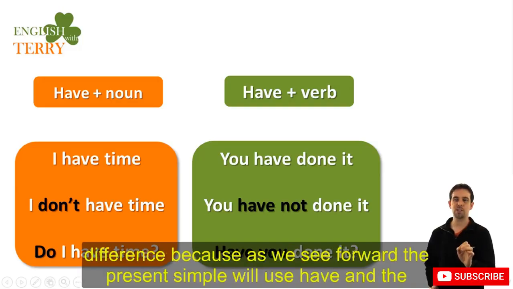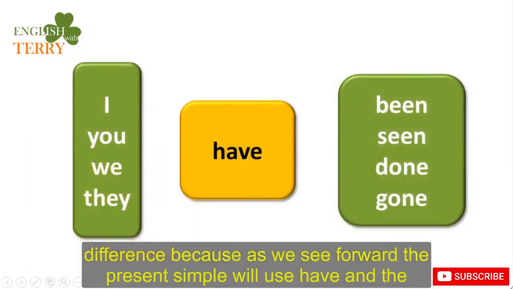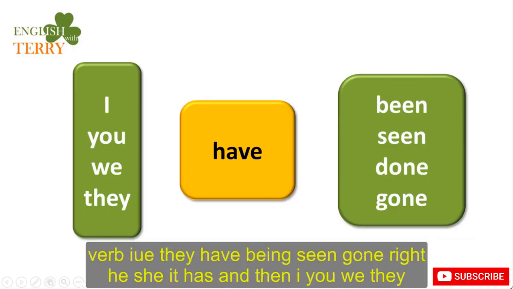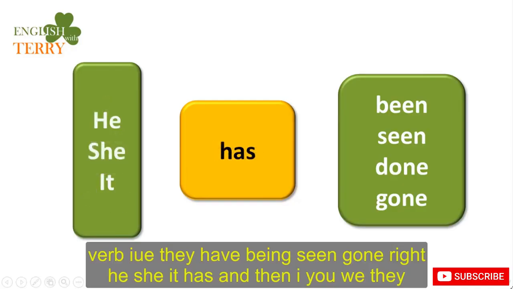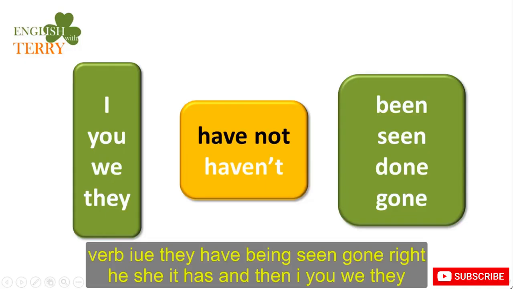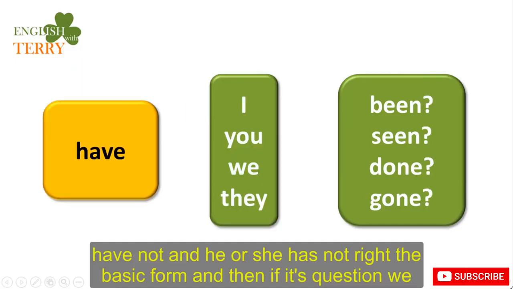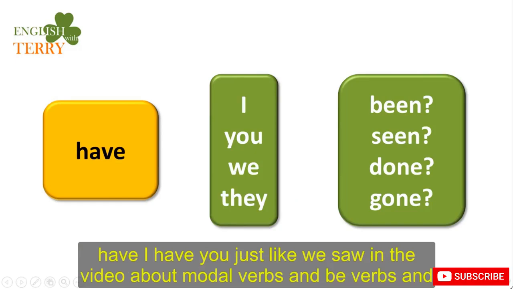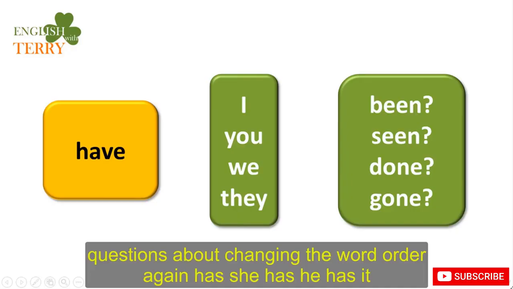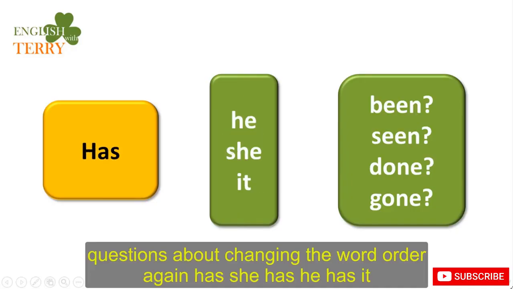This is the crucial difference because, as we see forward, the present perfect will use have and the verb. I, you, we, they have been, seen, gone, right? He, she, it has, and then I, you, we, they have not, and he or she has not. Right? The basic form. And then if it's a question, it'd be have I, have you. Just like we saw in the video about modal verbs and be verbs and questions about changing the word order. Again, has she, has he, has it, right?